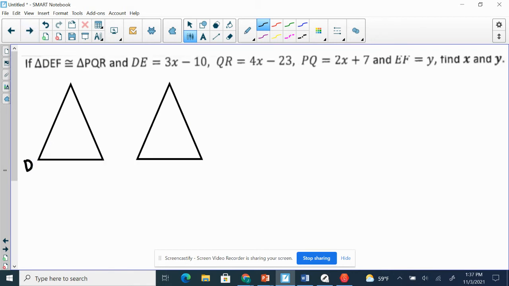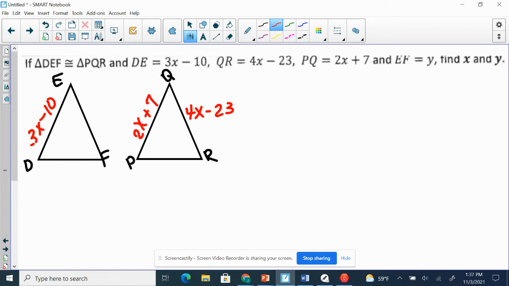So again, we're going to label D, E, F, P, Q, R. Now this one's a lot messier, so make sure you're getting this down and paying very close attention. Rewind, pause, whatever you need to do to make sure you get it. DE is 3x minus 10, but also don't let it scare you because we just did it with basic numbers. This is just 8th grade, 9th grade equations as well. So QR, 4x minus 23. PQ is 2x plus 7.